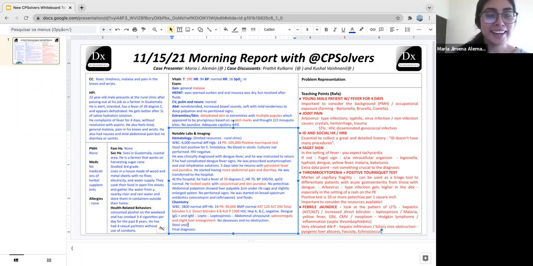Okay, so are you ready for the final diagnosis? Stool and blood cultures came back with Salmonella typhi, and he was treated for it, and 10 days later, he was discharged from the hospital.